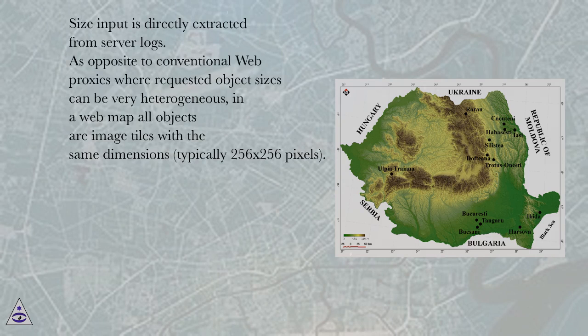Size input is directly extracted from server logs. As opposed to conventional web proxies where requested object sizes can be very heterogeneous, in a web map all objects are image tiles with the same dimensions, typically 256 by 256 pixels.